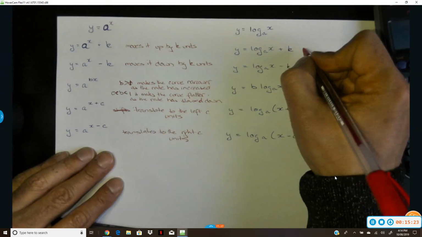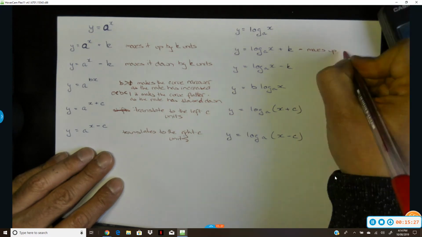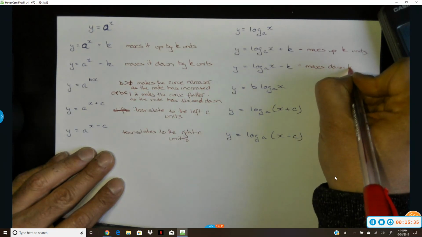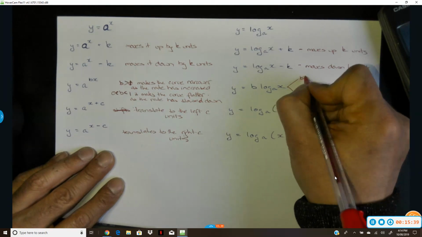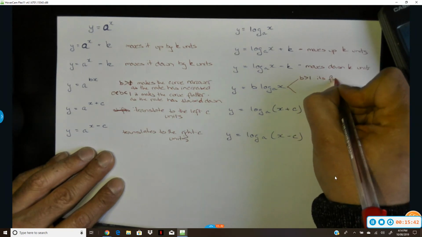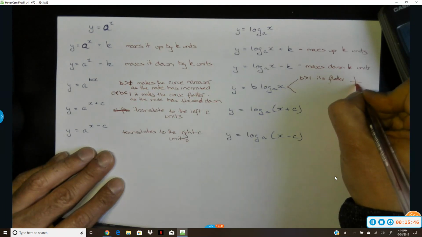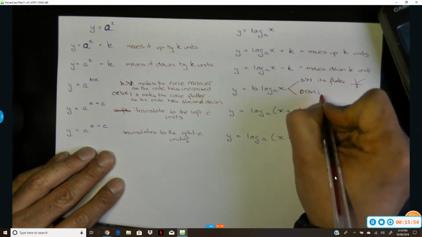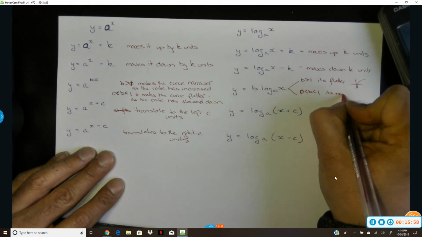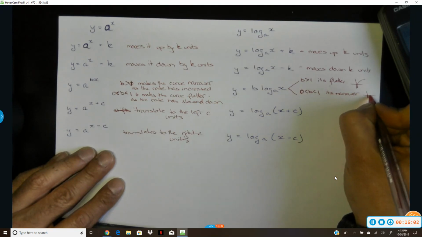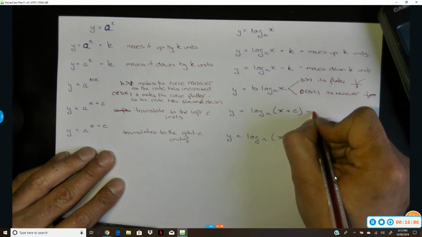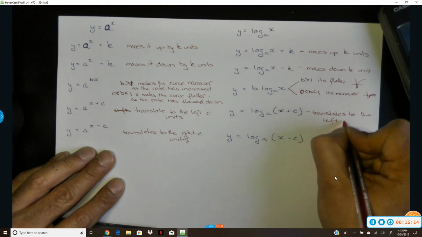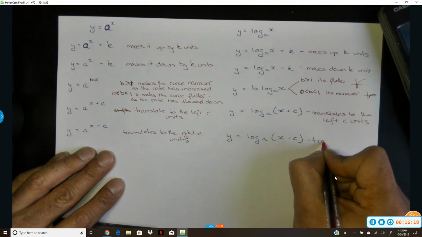So this moves up k units. That moves down k units. If b is greater than 1, it's flatter, so it looks more like that. And if it's between 0 and 1, it's much narrower. This translates it to the left c units, and this translates it to the right c units.